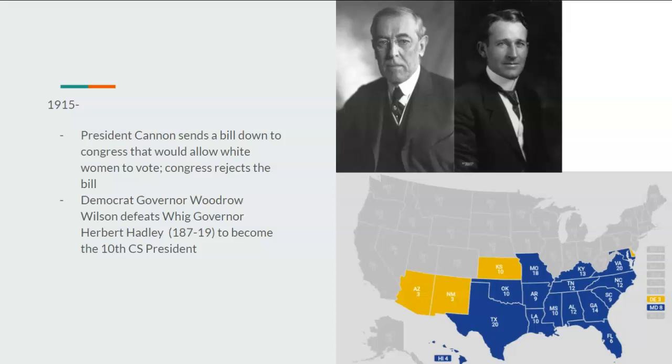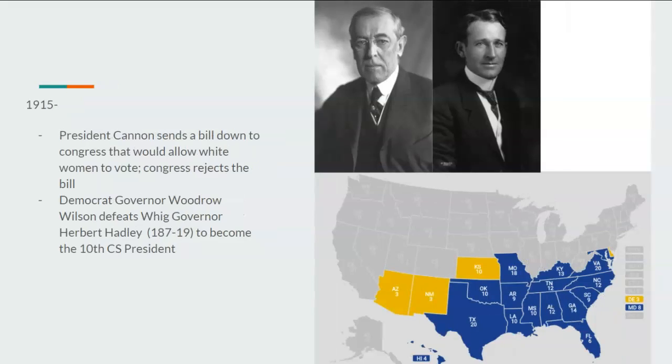It's a landslide because, one, Cannon wasn't all that popular. He couldn't get anything done. He's a Whig president in an all-Democrat bicameral legislature, so there's that. So he wasn't all that popular. So Woodrow Wilson would win by a landslide.